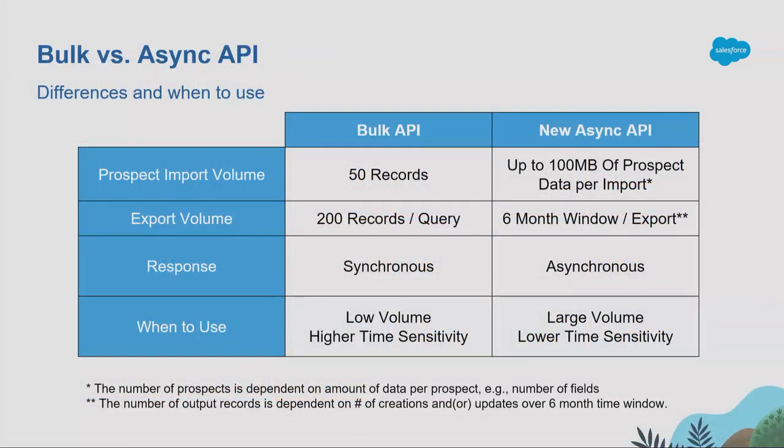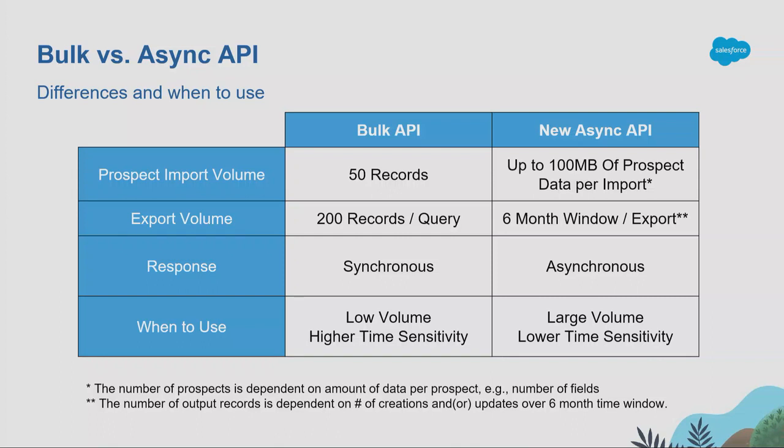And so to dig into this new Async API and show the value that's going to be provided from this, I'm just going to compare it to our current bulk capabilities. So today with the bulk, we allow you to process or import 50 records at a time. With the new Async, we're moving towards a data size. So you're going to be able to import 100 megabits of prospect data per import. And just to put this in context, if you're just updating a single field, you'll be able to do 10 million records per import.